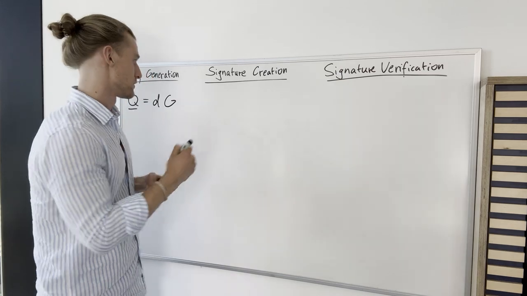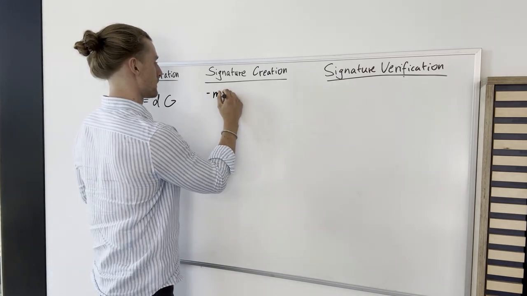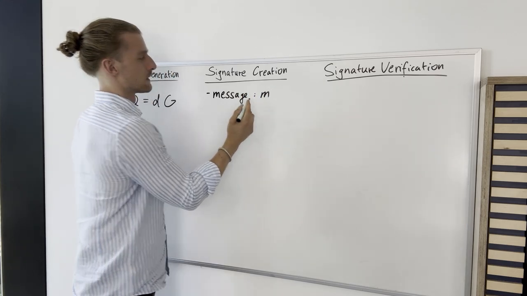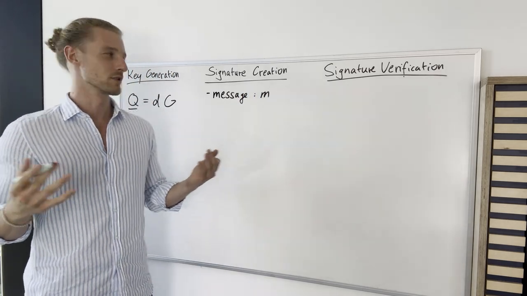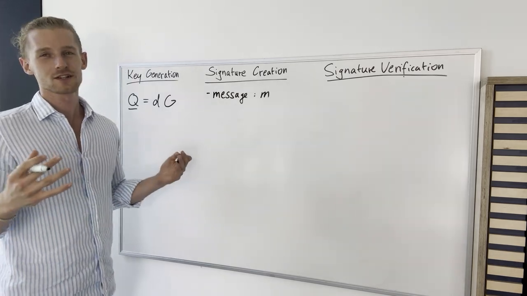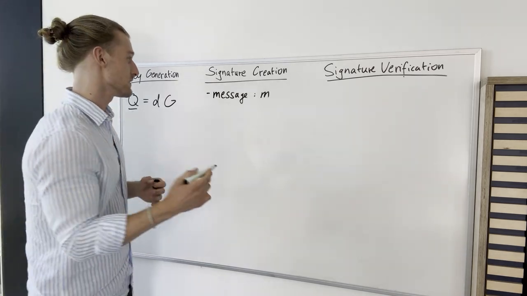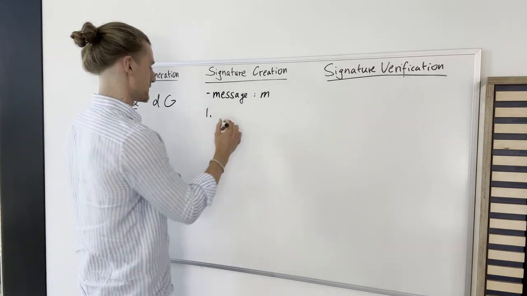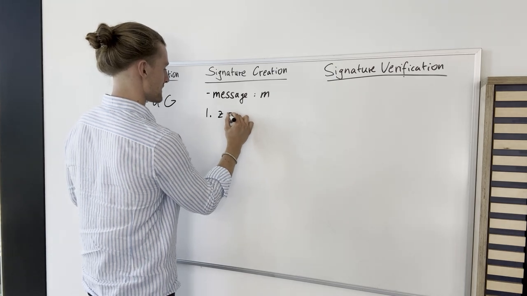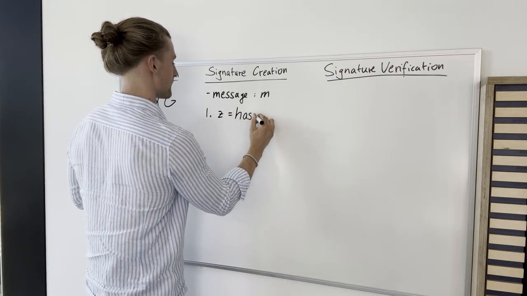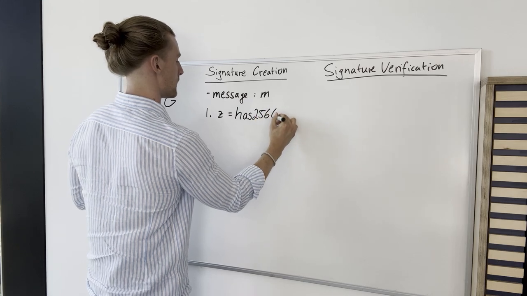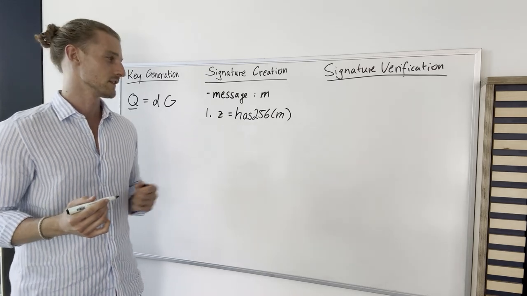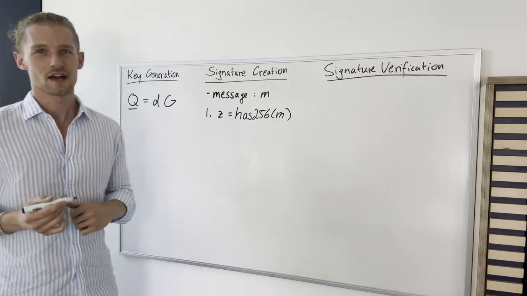So we have the message M as our input that we take, so to say. And we then go through a few steps. So the first step is to create a hash of this message, which is to compute what's called Z, and that's computed by doing basically a double SHA-256 of this message M.